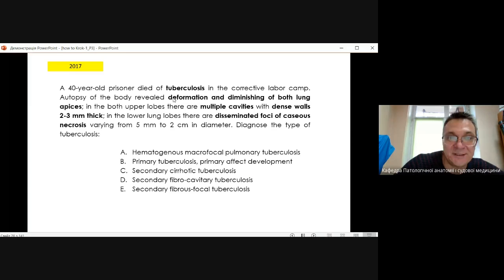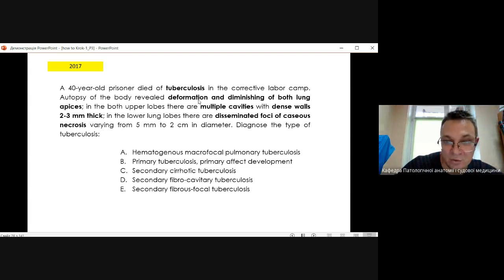A 40-year-old prisoner died of tuberculosis in the corrective labor camp. Autopsy of the body revealed deformation and diminution of both lung apices. In both upper lobes, there are multiple cavities with dense walls. In the lower lobes were disseminated foci of caseous necrosis, varying from 5 mm to 2 cm in diameter. Diagnose the type of the tuberculosis. That's quite easy with the words in bold as the keywords.